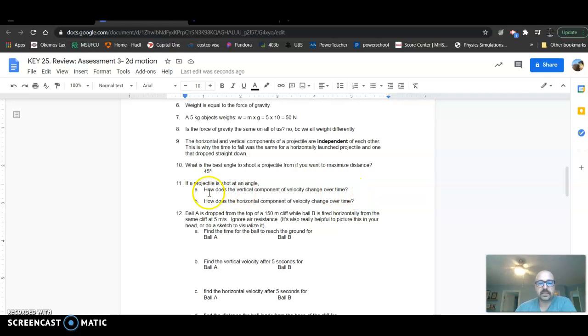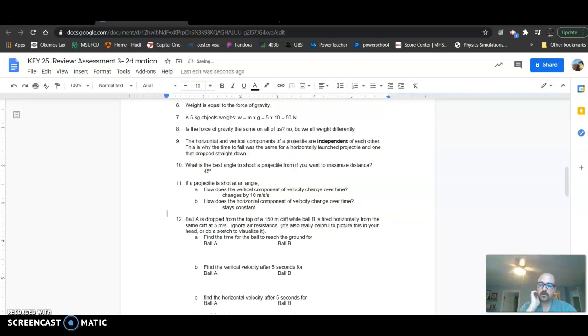Then, a projectile shot at an angle. How does the vertical component change over time? It changes by 10 meters per second. So as it goes up, it slows down by that. As it comes down, it speeds up by that. And then the horizontal component stays constant. If you remember, that's another key piece from this whole unit.